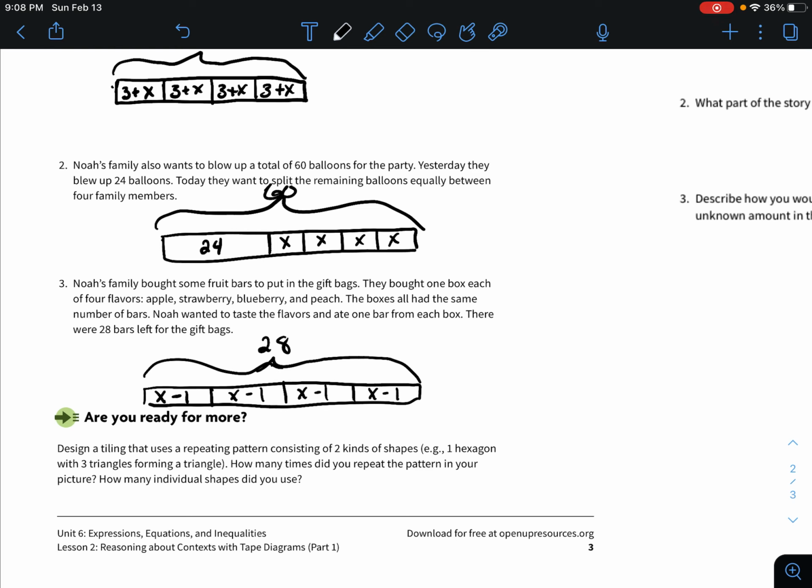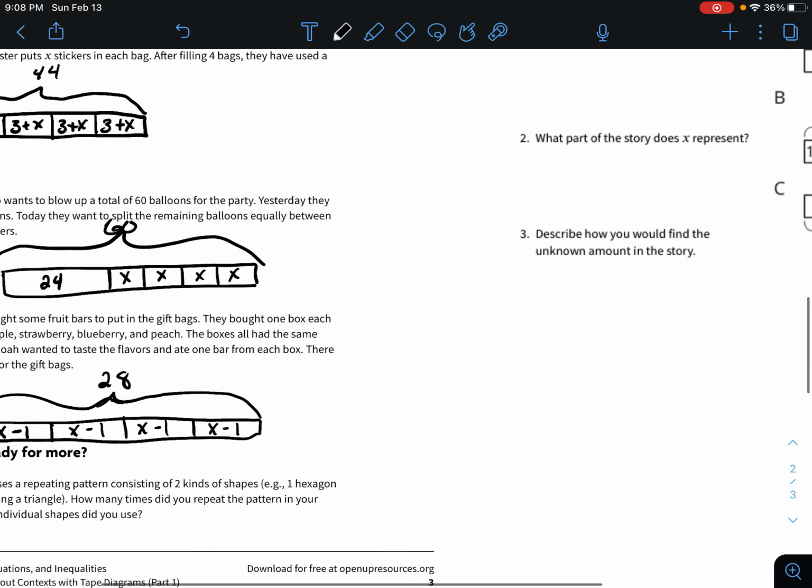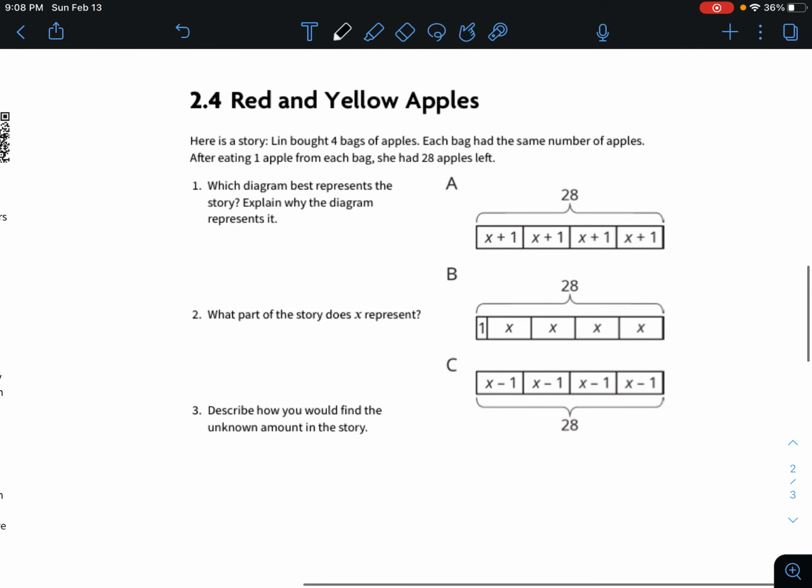I'm not going to bother with Are You Ready for More? I'm going to move over here to the cool down. It says red, yellow, and green apples. So here's a story. Lynn bought 4 bags of apples. Each bag had the same number of apples. After eating 1 apple from each bag, she had 28 apples left. So the first one, which diagram best represents the story? Explain why the diagram represents it.